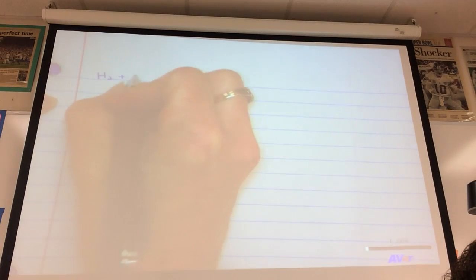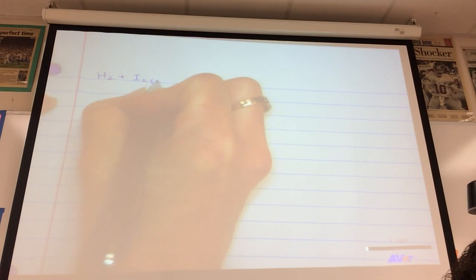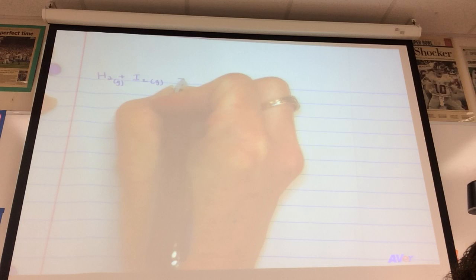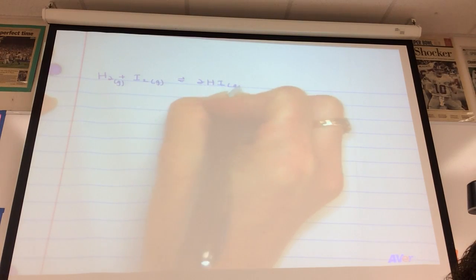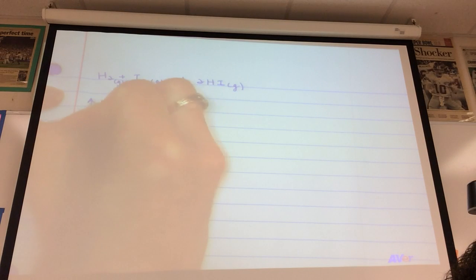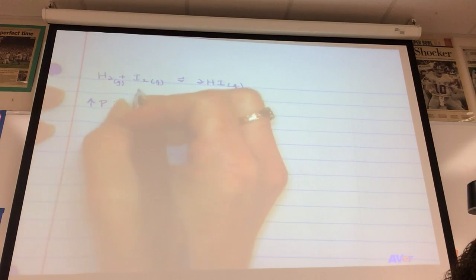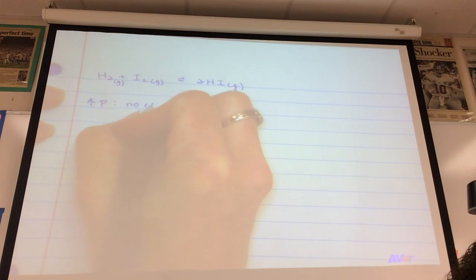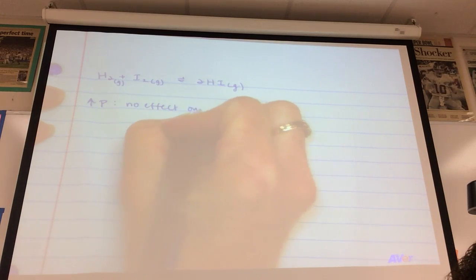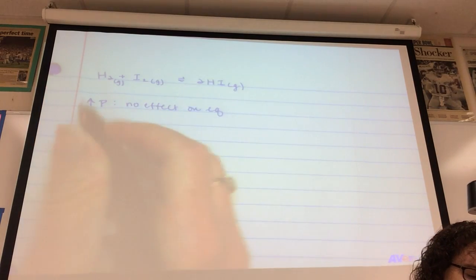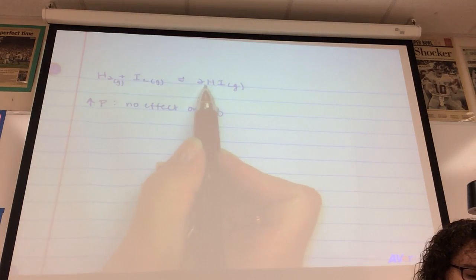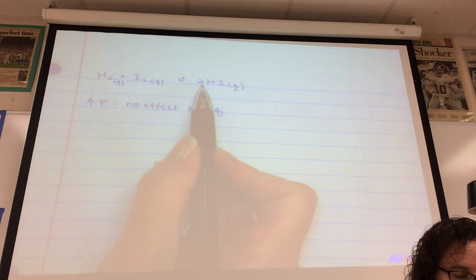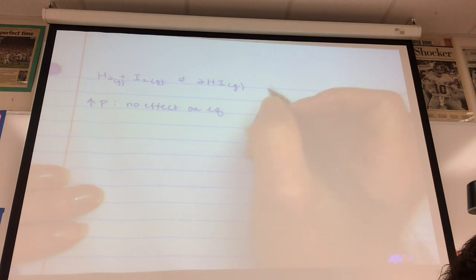If you had, let's say, hydrogen gas and iodine vapor in equilibrium to form 2 moles of hydrogen iodide gas, and you increase the pressure in this system, there's no effect on equilibrium. That's because the volume of gaseous reactant, which is 2 mils, is the same as the volume of gaseous product, which is 2 mils.